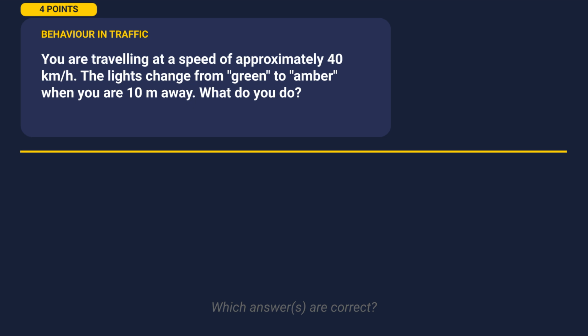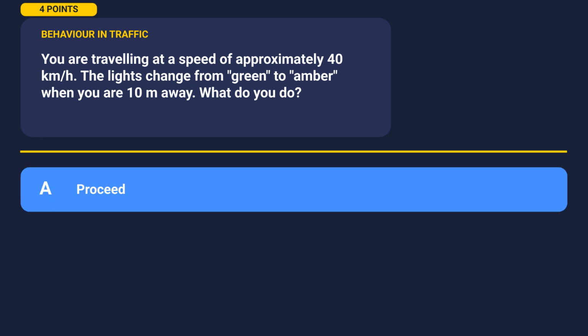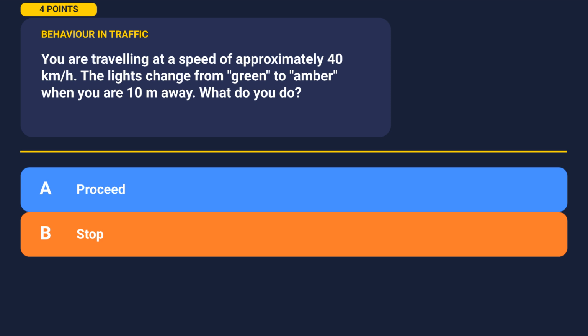Okay, let's tackle this one. You are traveling at a speed of approximately 40 kilometers per hour. The lights change from green to amber when you are 10 meters away. What do you do? Take a moment to look at the options. Option A: proceed. Option B: stop.